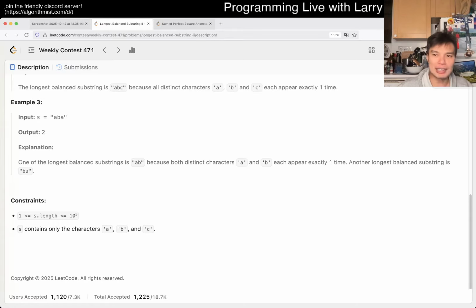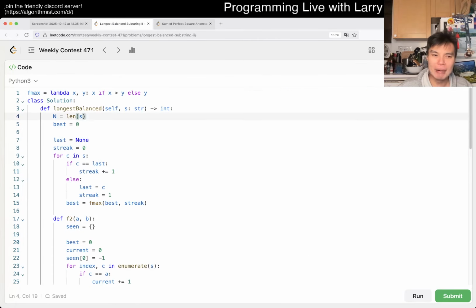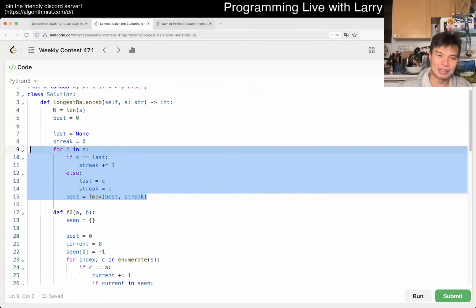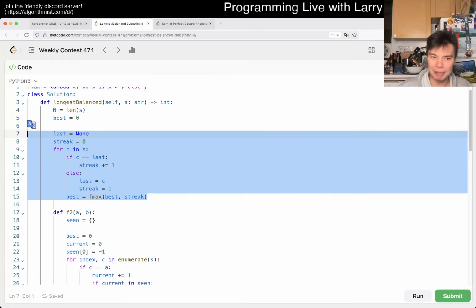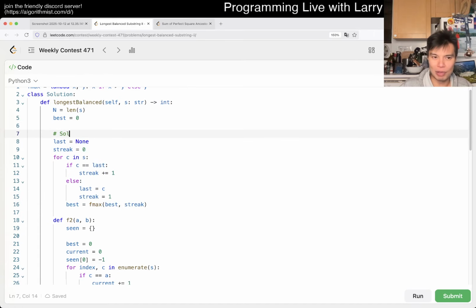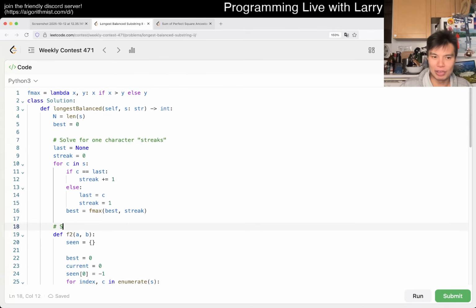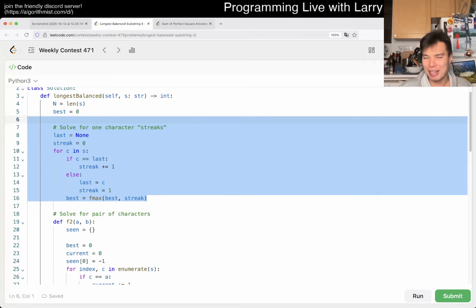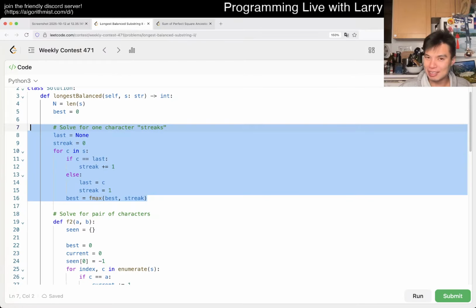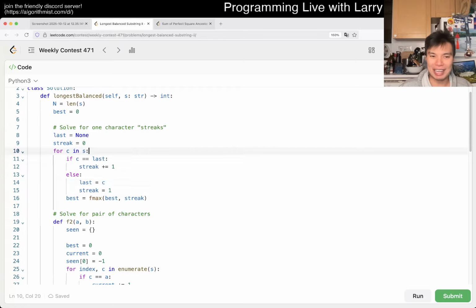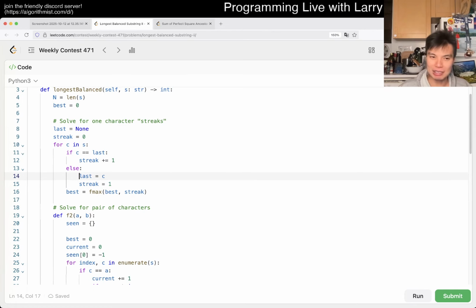Honestly, during the contest, I wasn't rigorous about this. But here you can see this is my quote-unquote F1, my solve for 1 character streaks, and this is F2, solve for a pair of characters. This is just a streak, which, by the way, is so dumb, so easy, but when I wrote it, I forgot this line, and I got a wrong answer. I was like, wow, I did the hard part and I messed up on the easy part. Sad.